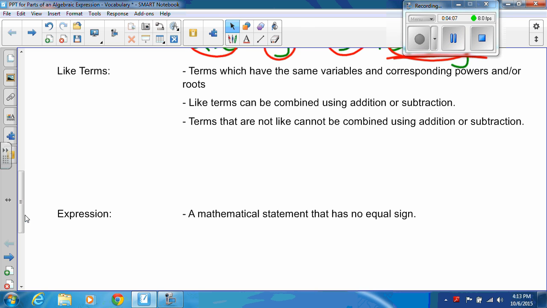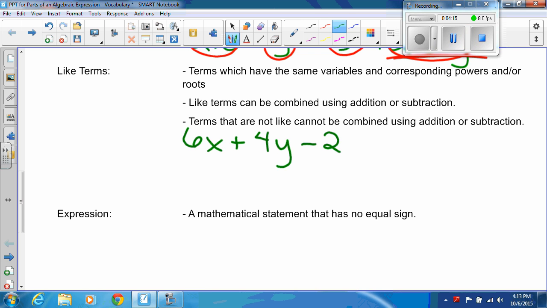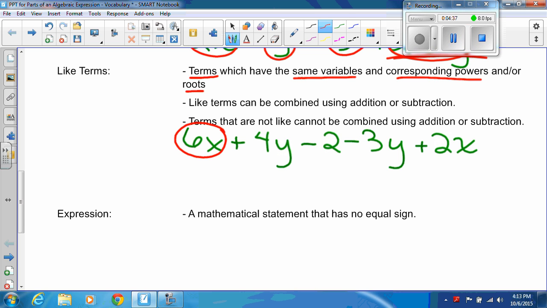So let's give an example here. Okay, first of all, let's talk a minute about the terms, because this is going to help us to combine it, because it says that we are looking again at terms which have the same variables or corresponding powers and or roots. So the first thing is, let me circle all of my terms. I have a 6x, there's a term. I have a 4y. I have a 2. I have a 3y. And I have a 2x.